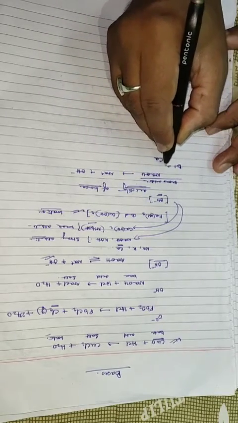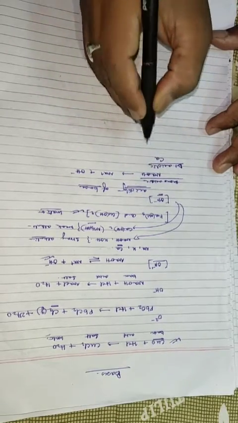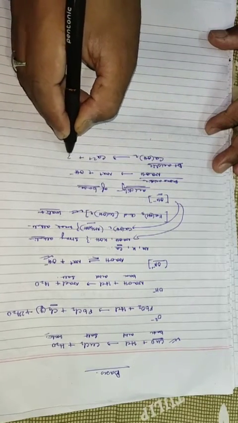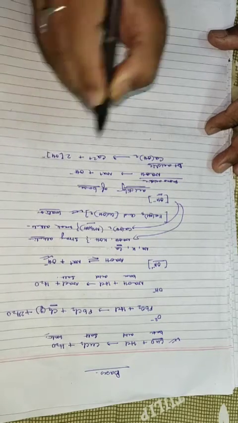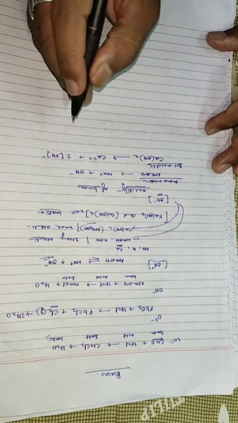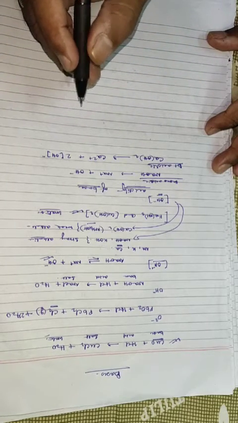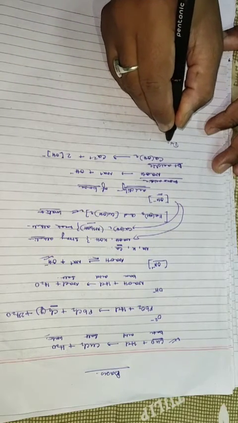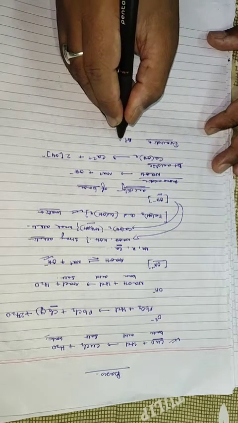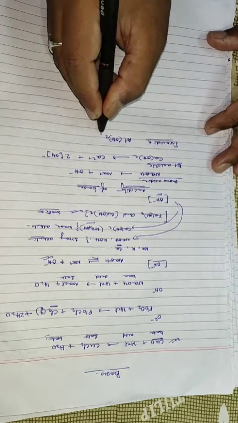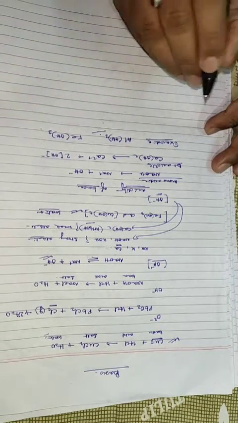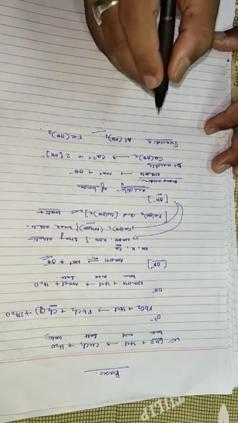Now for diacidic, calcium hydroxide. It will give Ca2 plus and 2 hydroxyl ions. This is your example of diacidic. Now triacidic, example is aluminium hydroxide, ferric hydroxide. These are the examples of triacidic base.